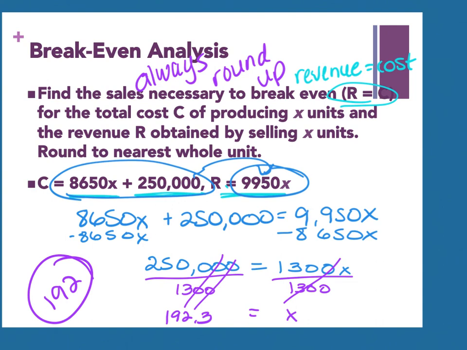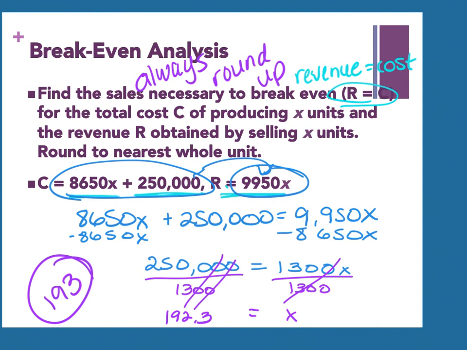So the answer would be 193 units. Just making sure you're paying attention. Again, if you did 192, you would not have made enough money to break even. So for questions on break-even, set them equal to each other, and just round up.